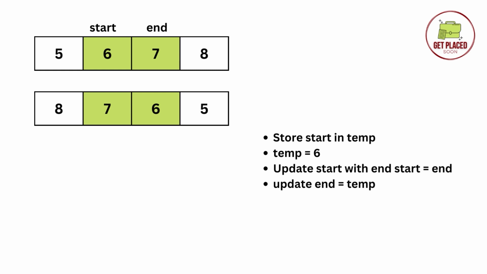You can also see that we have 4 elements in the array and within just 2 steps, 2 iterations, we have reversed the array. So it is taking n by 2. So let's see the code.